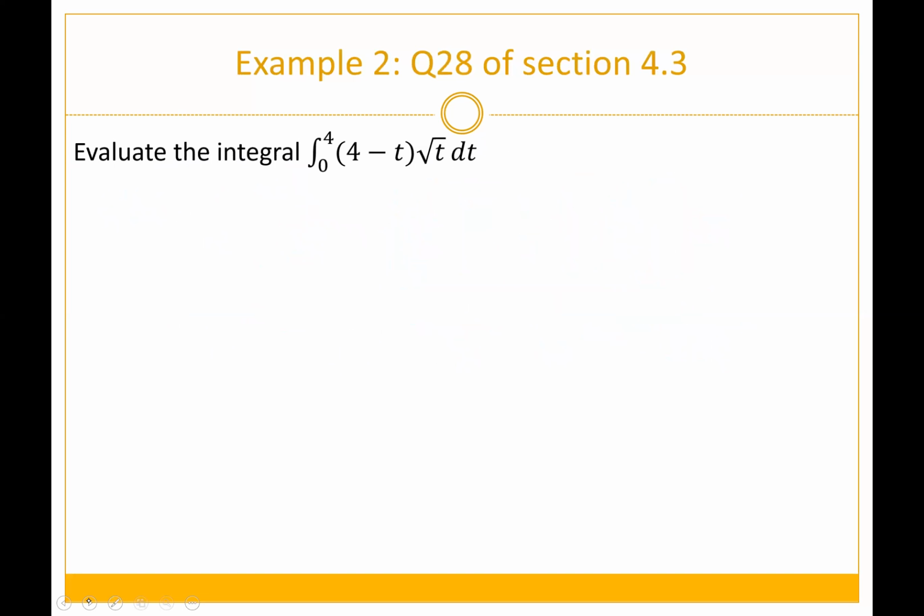Example 3, evaluate this integral. This integral is from 0 to 4 of (2 minus t) square root of t dt.